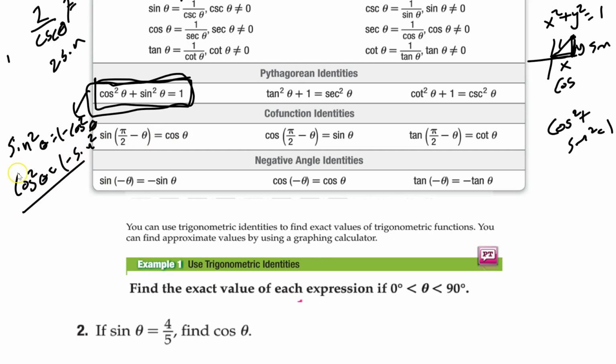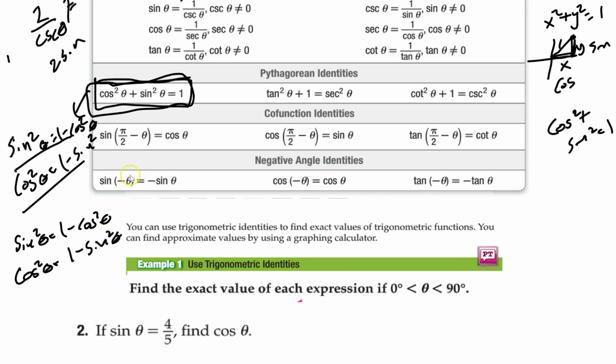These are just as important, so we're going to use all of these a lot. Cosine squared plus sine squared equals 1, which is the most important formula in trig. If you want to get sine by itself, subtract cosine squared from both sides: sine squared equals 1 minus cosine squared. If you want to get cosine by itself, subtract sine squared: cosine squared equals 1 minus sine squared. Those are all formulas you have to know. All super important.